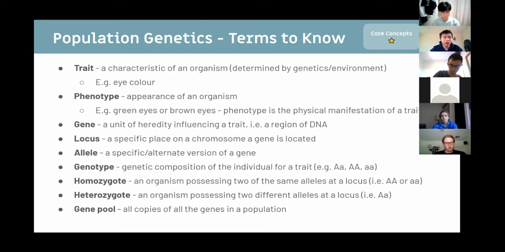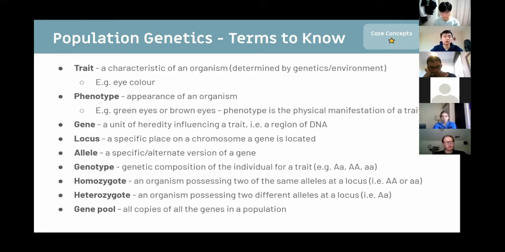So trait: a characteristic of an organism, something that's determined by their genetics and environment. So something like eye color. The phenotype is the actual manifestation of that trait, so it might be green eyes or brown eyes. A gene is basically a quantity of DNA that codes for something. The locus is where that gene is located on a specific chromosome. An allele is a specific or alternate version of that gene.